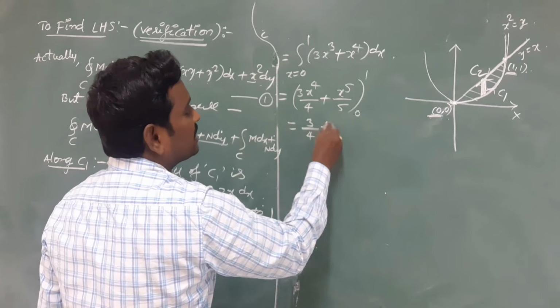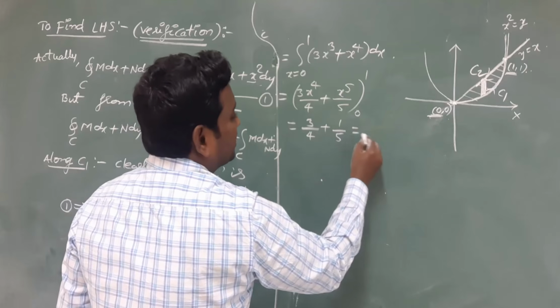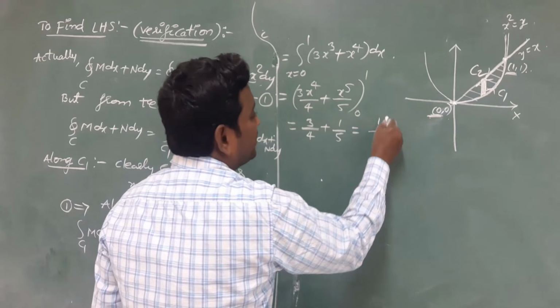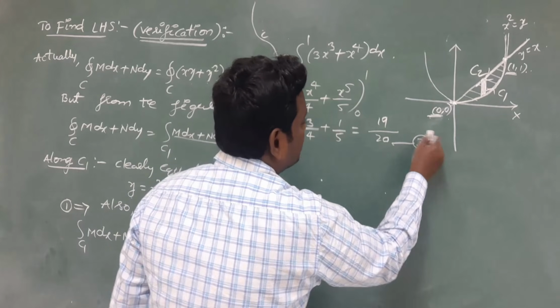So 3 by 4 plus 1 by 5. Take the LCM, you will get 20. So 5 3s are 15, 15 plus 4 is 19 by 20. Take it as equation number 3.